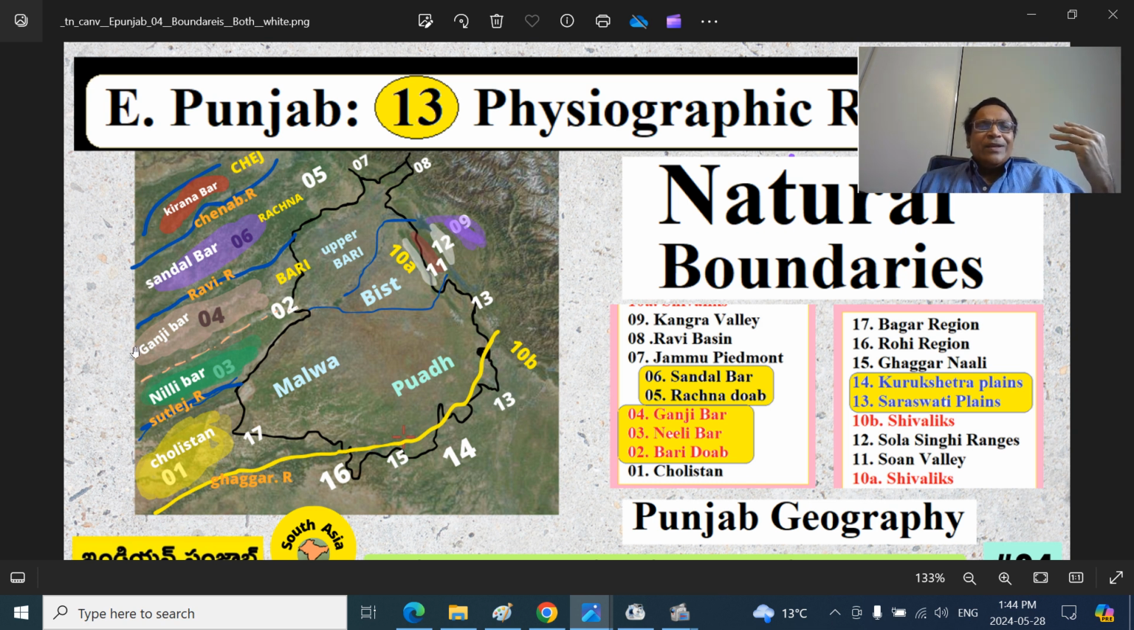It has two parts again, the Bar region. What is the difference between the Bar region and the Doab region? Doab is between the water bodies, between the two rivers, here the Ravi river and Sutlej river. That entire area is the Bari Doab. What is the Bar region? The Bar region, historically when there was less population, is an elevated region, the jungly type of territory where there was not much population.